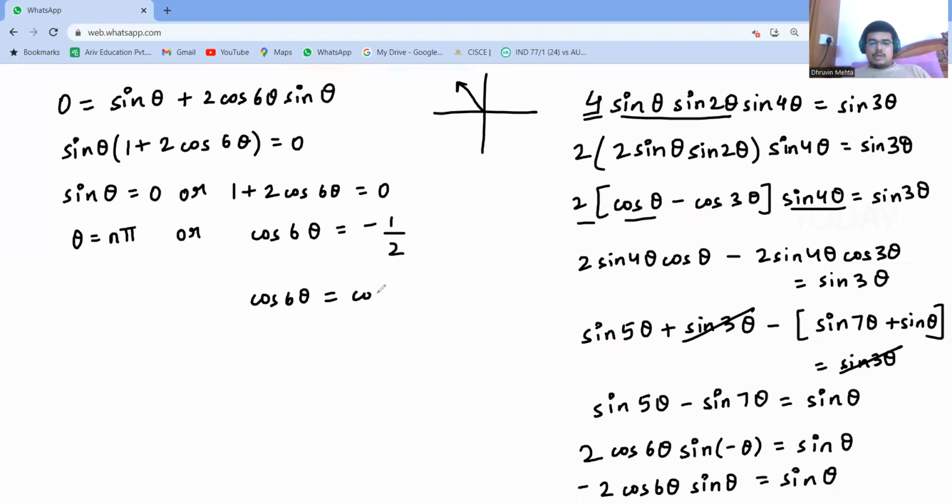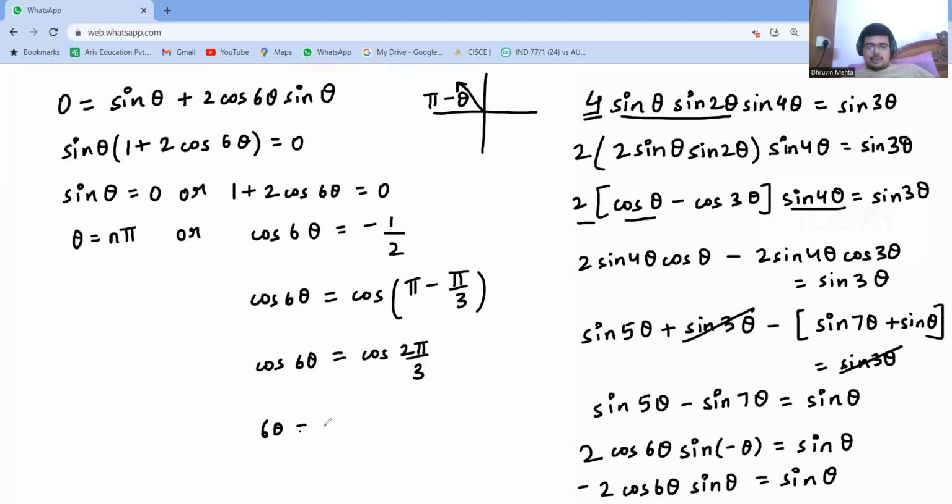So in the second quadrant, I hope you remember that the angle will be written as pi minus theta. So this is pi minus, now cos of which angle is half? Cos 60 is half, which is pi by 3. So we'll get cos of 6 theta is equal to cos of 2 pi by 3. Now you have to use that formula, cos theta is equal to cos alpha. So you will get theta is equal to 2n pi plus minus alpha.